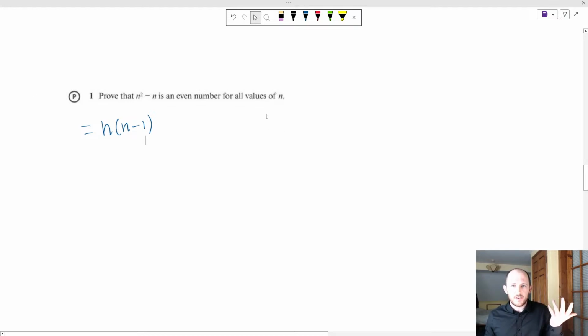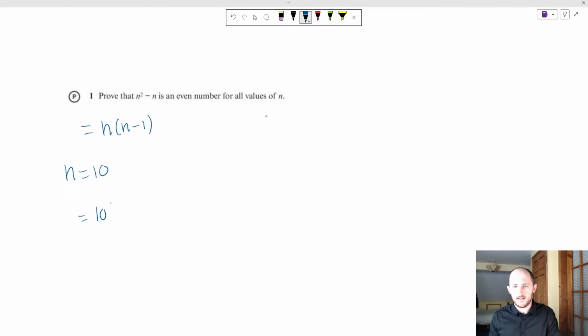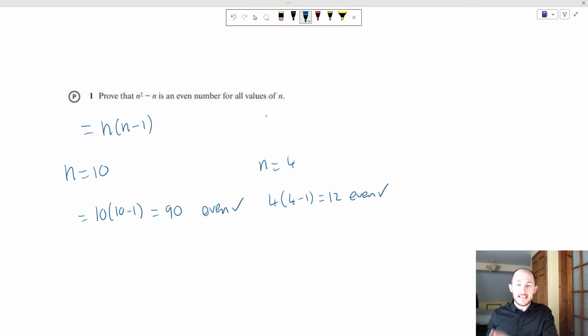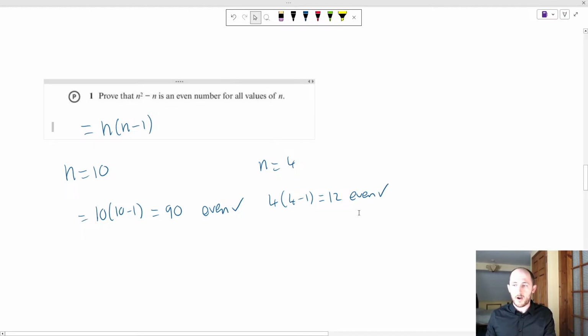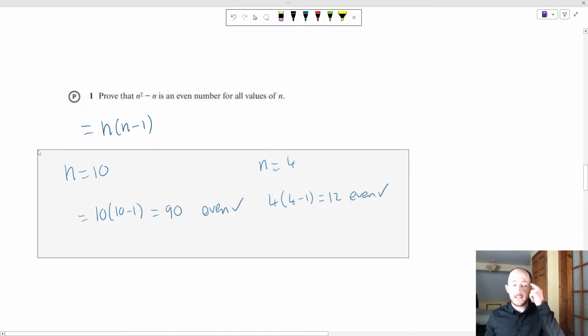So, n is an integer. So, let's sub in 10. So, what if n was 10? What would I get? Well, I would get 10 times 10 minus 1, which is 90. Is that even? Yeah. Okay. So what about n equals 4? Okay, well I have 4 times 4 minus 1, that's 12. That's also even. Now this isn't part of your proof. This is not part of your proof right here. This is for you, not for your actual proof.